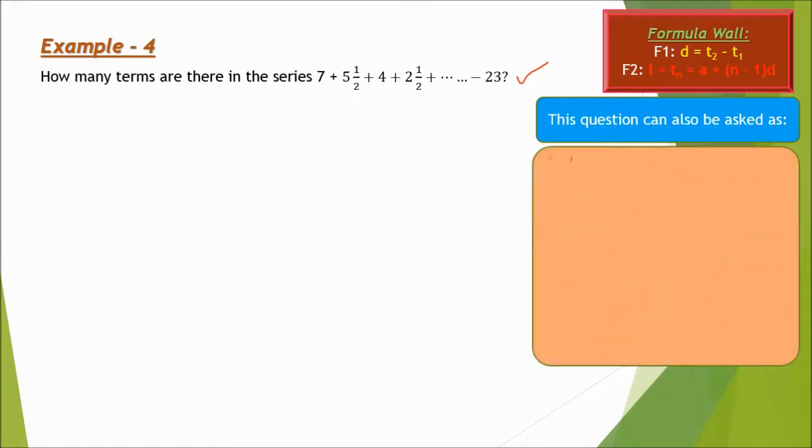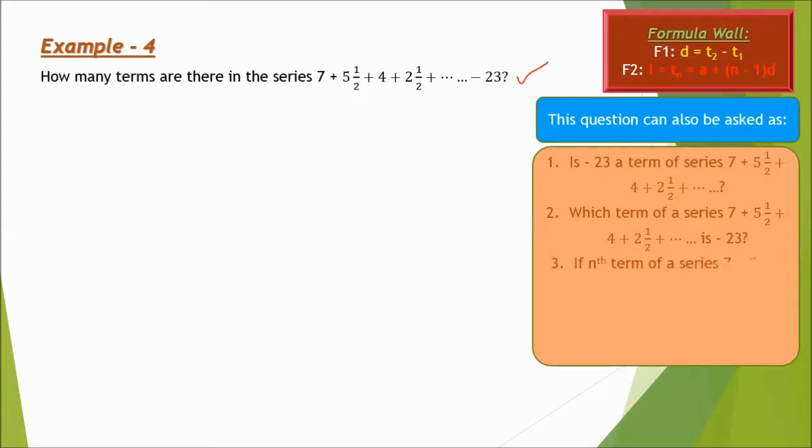Okay, let's start example 4. You can see the question on your screen, and the formula is there ready for us. This question can also be asked in various ways. It is one way of asking the question in this way.